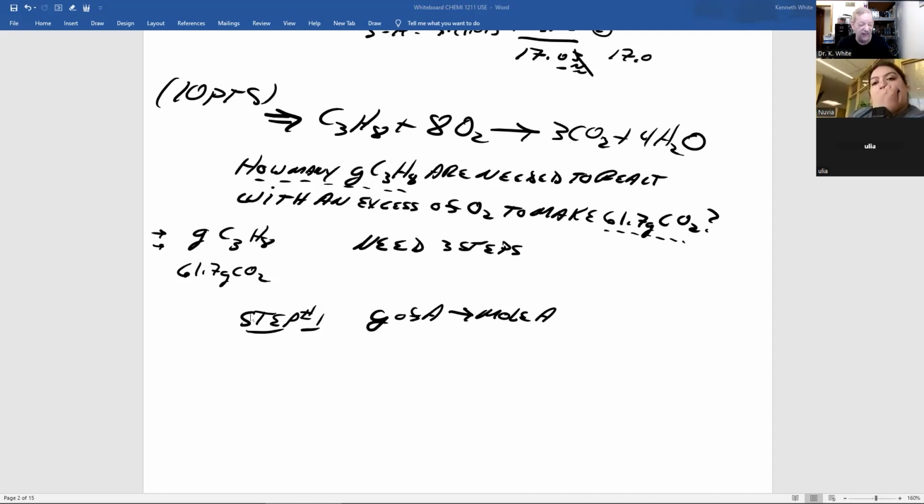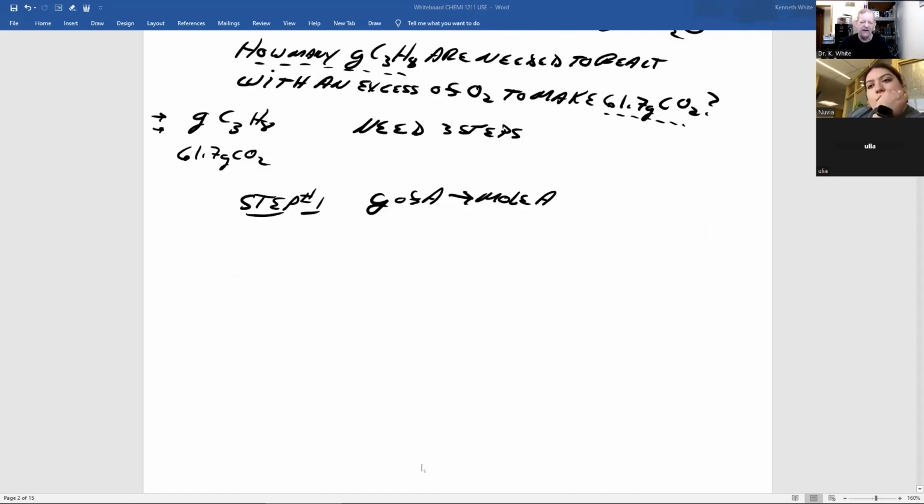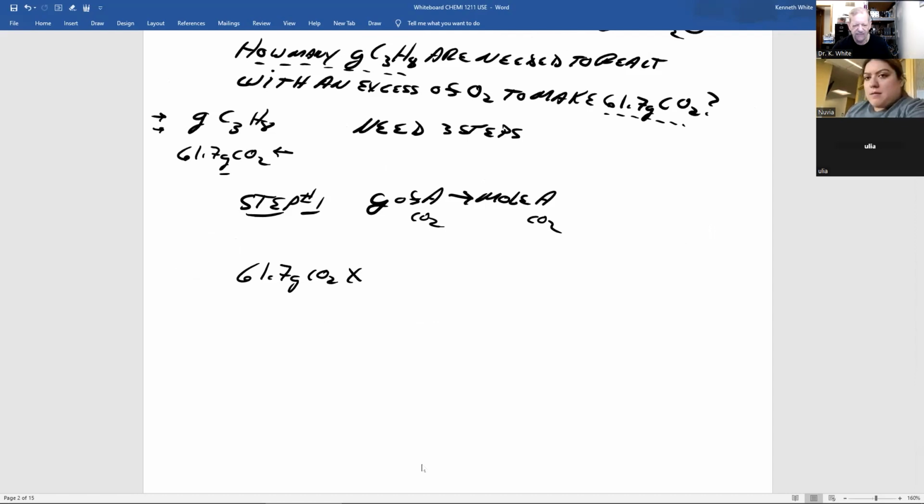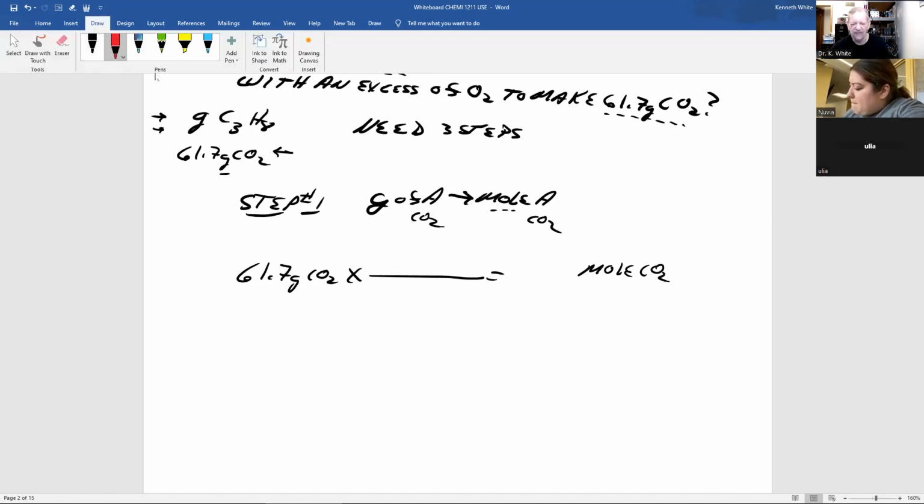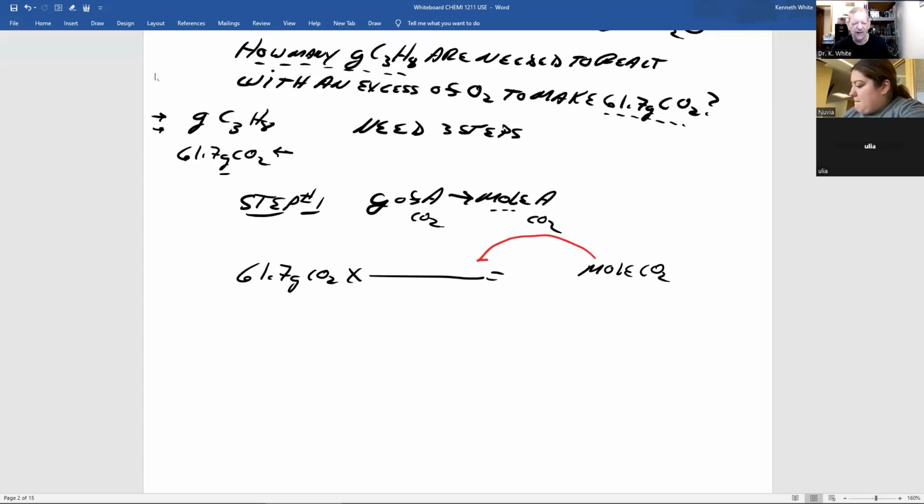All right, looks like everybody's done. Let's find out if you did it right. Now, what's A? Well, whatever you start with that has the number, the grams, and that would be CO2. So we have 61.7 grams of CO2. We want to get to moles of CO2. And now you use your good buddy, your good friend, unit analysis. Whatever you're trying to get to goes on top of the ratio. Whatever you're trying to get rid of goes underneath.